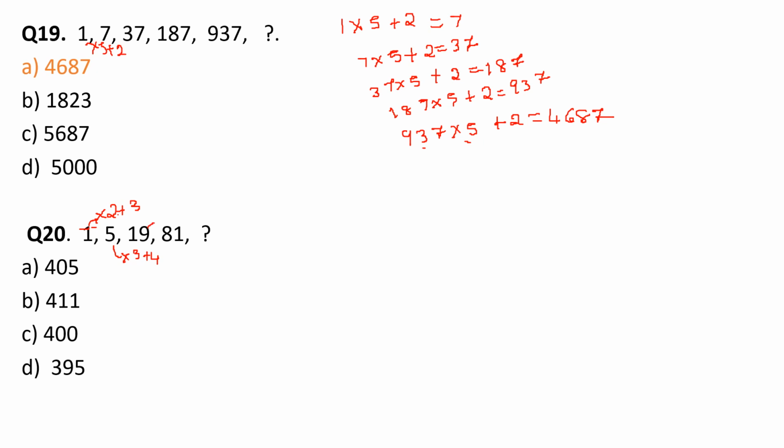And again for 19. 19 into 4 is 76. 76 plus 5 is 81. So then according to the rule, 81 into 5. So 81 into 5 will be, sorry, 405. 405 plus 6. That is 411. The next number is 411.